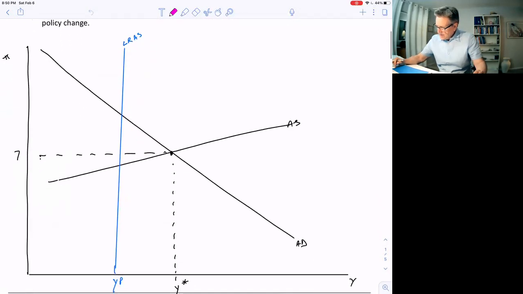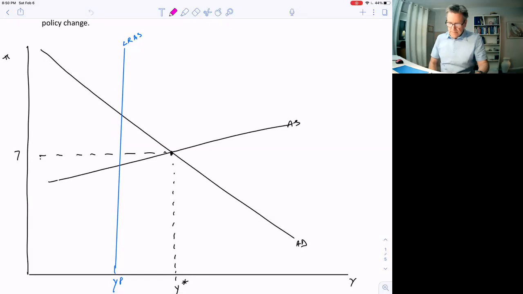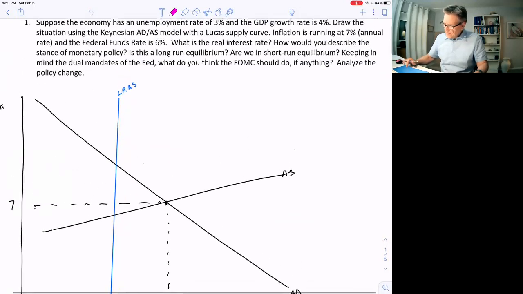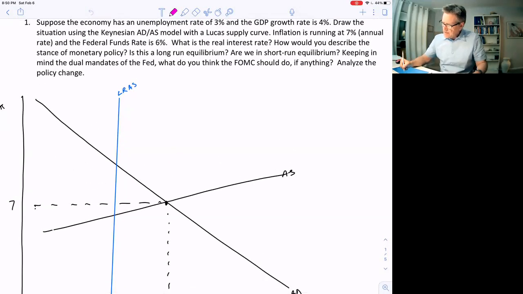Draw this kind of situation here. So inflation is at 7%. And Y star here, our output, is greater than potential. The federal funds rate is 6%. So that means the short-term interest rate, nominal interest rate, is 6%. Is the federal funds rate. And inflation rate here is 7%, which is quite high.